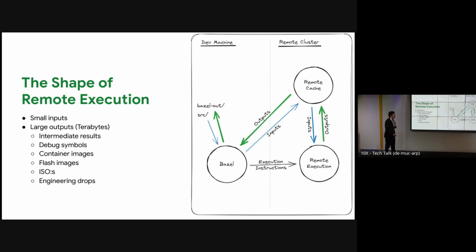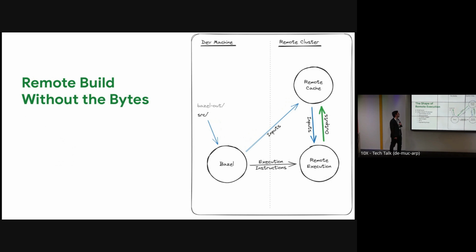So what we want to do here is simplify this. If we pay attention to the graph here, we can see that we don't really need the outputs. When we have the remote execution system, we can just let it ping back and forth with the remote cache, and then we can skip all of the outputs. That's the general thought behind remote build without the bytes.